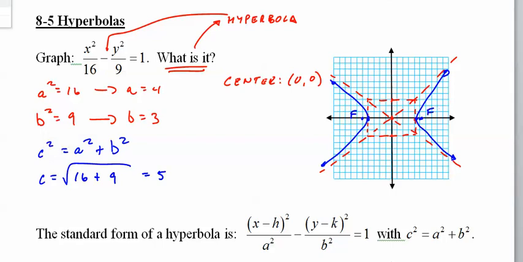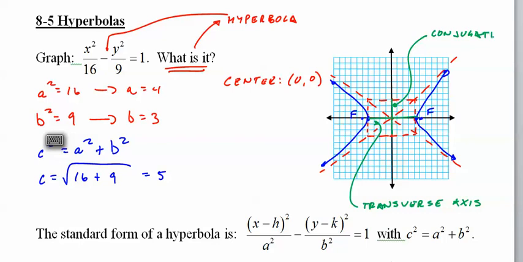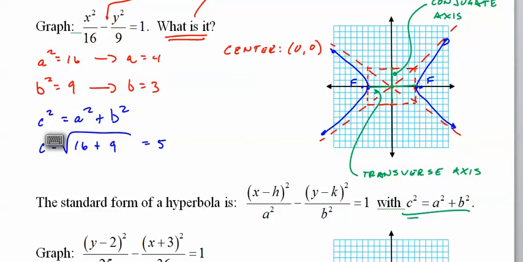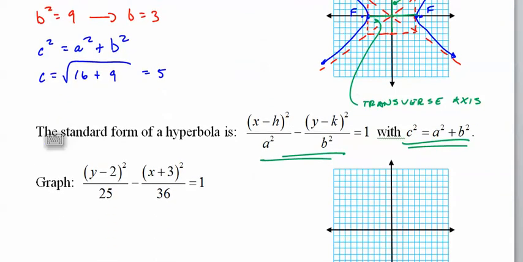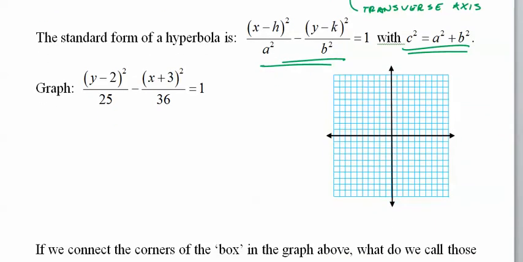The one other thing that I don't go into great detail is we call this the transverse axis. Why we don't call it major, I don't know. We call this the conjugate axis. Why we don't call that minor, I don't know. But there it is. Here's your two formulas. Now this is a horizontal hyperbola. We're also going to do a vertical one, so be prepared for that right now.